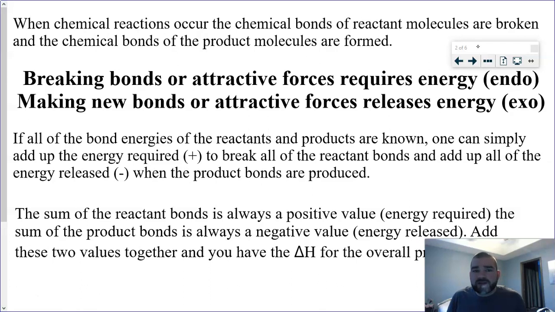When chemical reactions occur, the chemical bonds of reactant molecules are broken. Chemical bonds of product molecules are formed. Makes perfect sense, right? We need to break down what we previously had and create what the product needs to be. Breaking bonds or attractive forces requires energy. Sorry, the opposite of that: making new bonds or attractive forces releases energy. This is everything. This is everything in this unit. This is like the biggest takeaway that you should have all unit long.